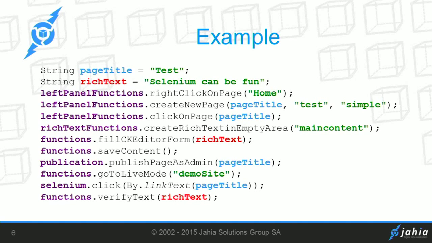For example, we have a method to type a text in the CK editor, then to click on the save button in the edit engine. So it makes sense to have these two methods in the same library. But we also found a method to go in the live mode of a website and also to do the assertion and verify if a text is displayed or not.